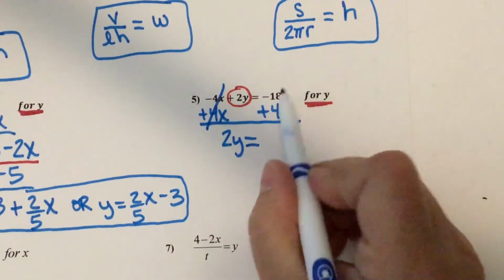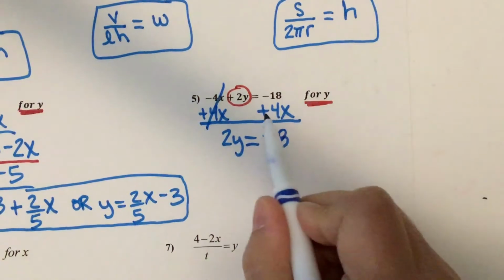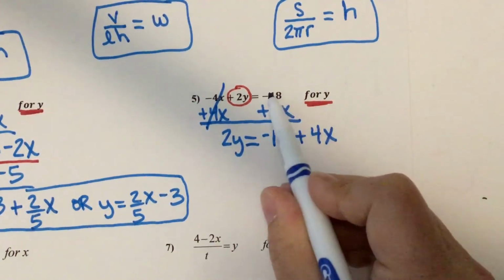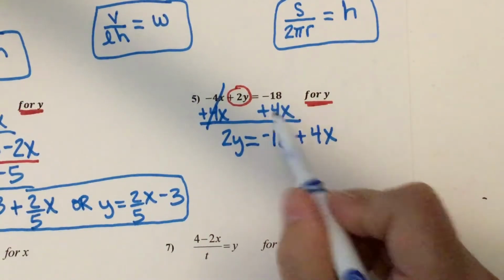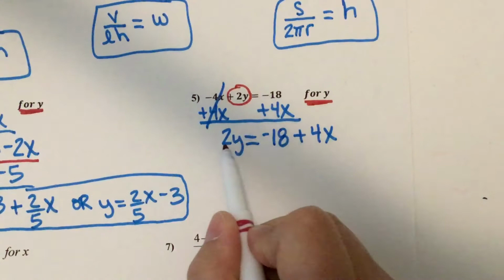And then I can't actually add these because this has an x and this doesn't. So I recopy. I bring down the minus 18. And I bring down the positive 4x. So no math, just drop it down, drop it down. Drop, drop.